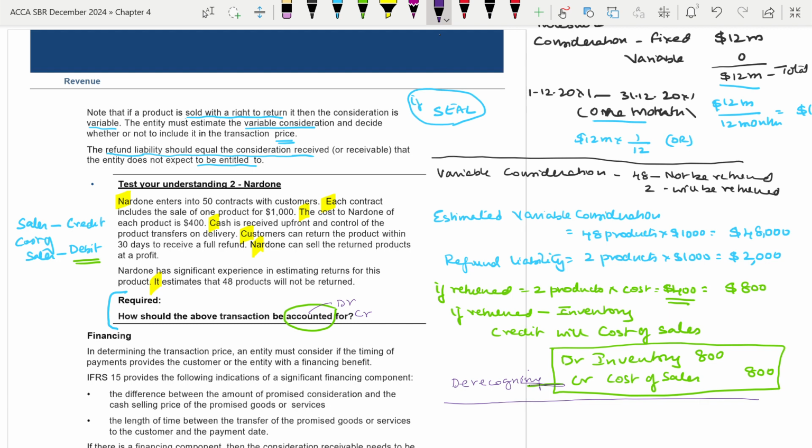It adds value to our answer. At least you have to mention the debit. The inventory will be added, and the cost of sales will be reduced. When they say accounted, by default a journal entry is required. In every question, whatever you are doing, we will write journal entries. If you are writing journal entries, that is the only point where they will test our knowledge.